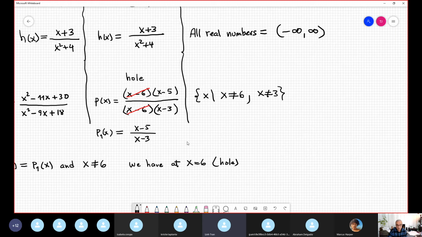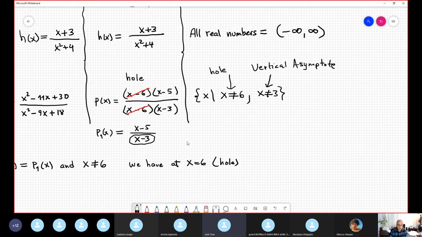But the behavior of 6 and 3 is different. This is a hole. And this is not a hole. This is the number that stays in the bottom here. So it's illegal to be 3. This is the vertical asymptote. Similar to the thing we saw before, vertical asymptote. But in both scenarios, it's completely out of the domain.